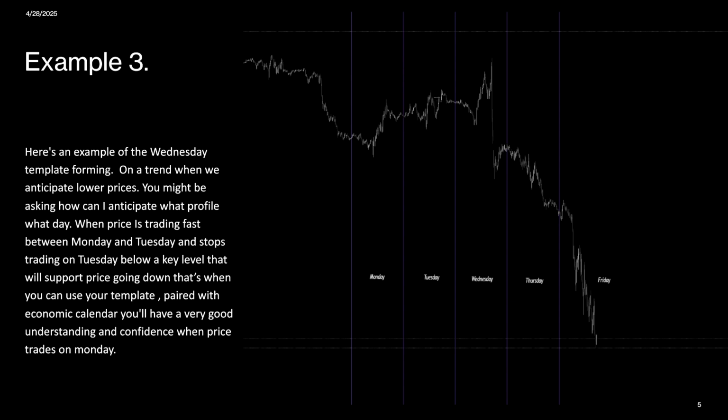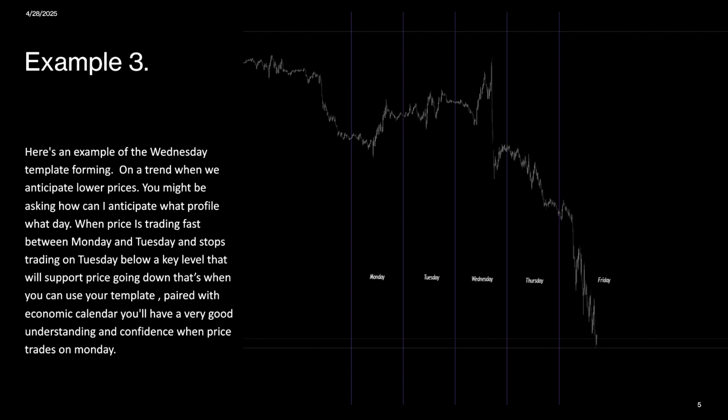When Tuesday arrives just below a key level, there is something over here for me, and there is something over there for you, I promise. Wednesday comes up, taps the key level, displaces all the way back down, and then Thursday, Friday are continuation days. But when price is trading fast between Monday and Tuesday and stops trading on Tuesday below a key level, that will support price going down. That's when you use your template paired with the economic calendar. You have a very good understanding and confidence when price trades on Monday.